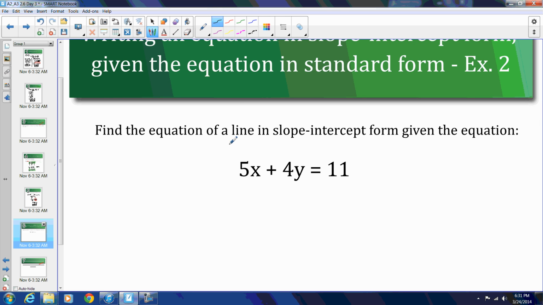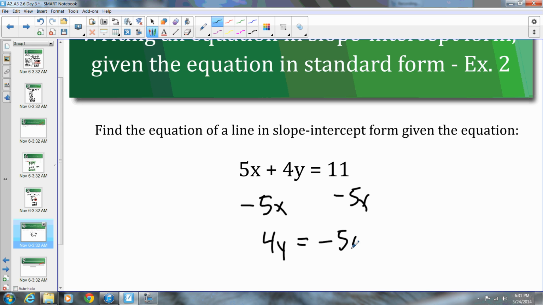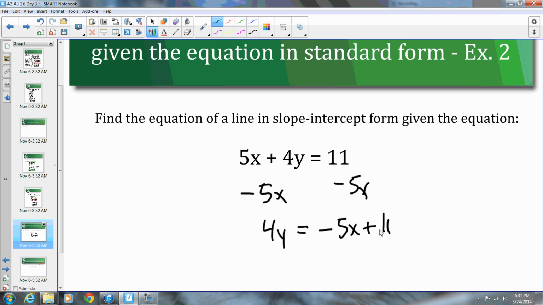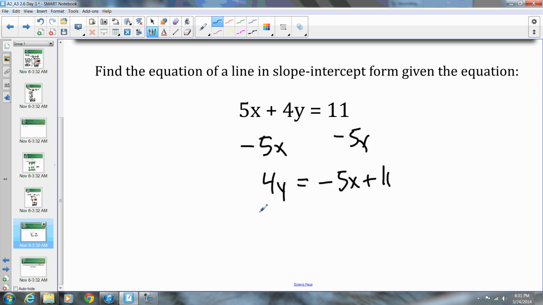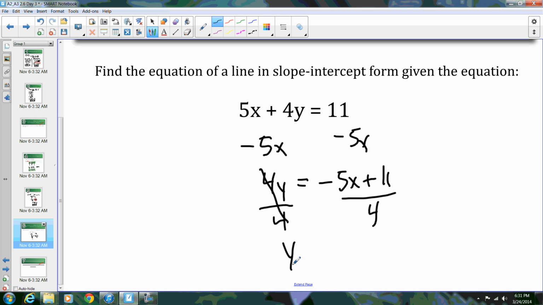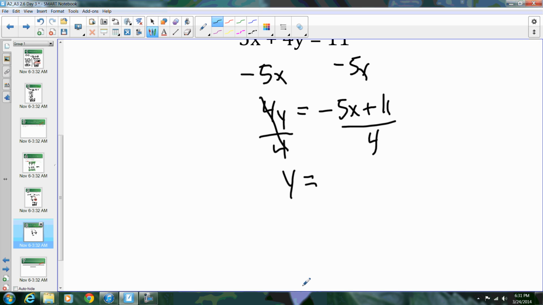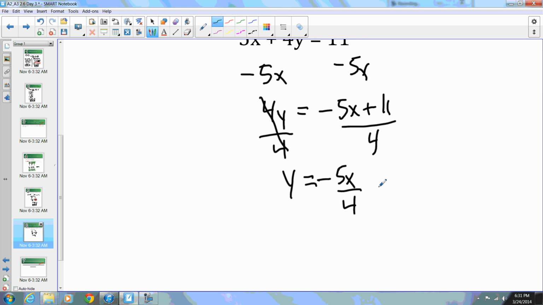5x plus 4y is equal to 11. Same exact thing. If I subtract 5x from both sides, because I want to isolate for y, I get 4y is equal to negative 5x plus 11. Divide both sides by 4. This divides to 1, so I get y is equal to, and I take care to note that when I divide negative 5x plus 11 by 4, I can really split it up into two separate fractions, negative 5x over 4 plus 11 over 4.